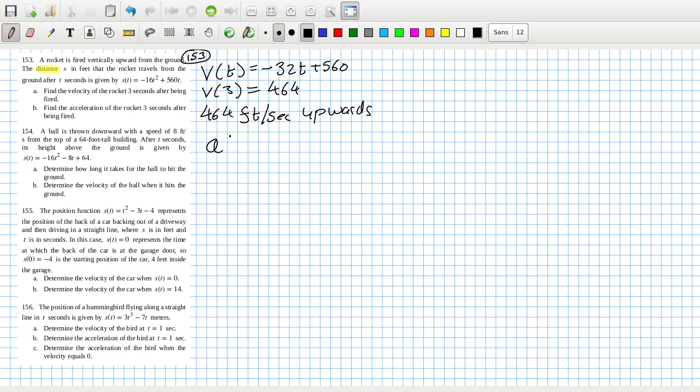Acceleration would be the derivative again, which is minus 32. So that's 32 feet per second downwards.